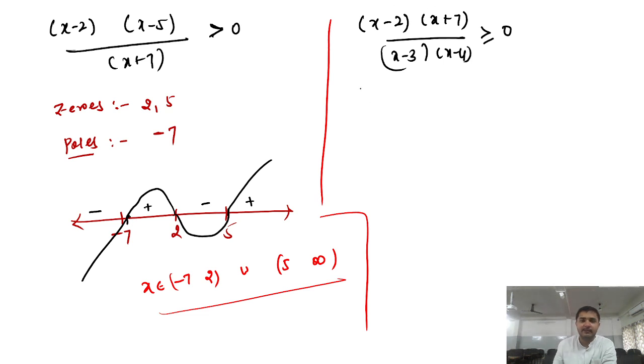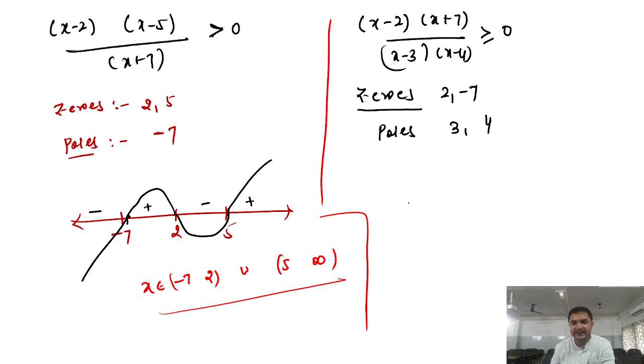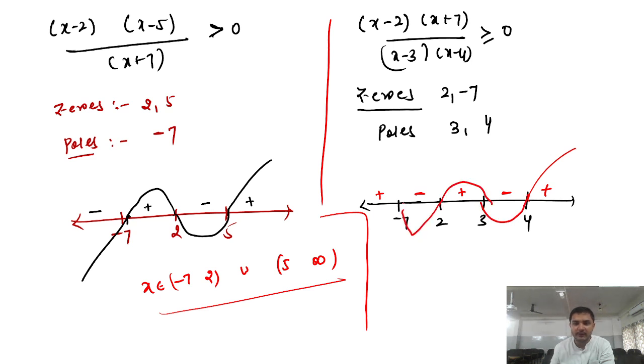Okay. So we'll follow the same process: zeros. Tell me, what are the zeros? 2 and minus 7. Poles, we have 3 and 4. So if I plot the number line, from the extreme left we'll have minus 7, 2, 3, 4. So the number line is divided into a few parts. Those parts are plus, minus, plus, minus, plus. Plus means above curve, below curve, above curve, below curve, and then above curve, right? This is what we'll have over here.